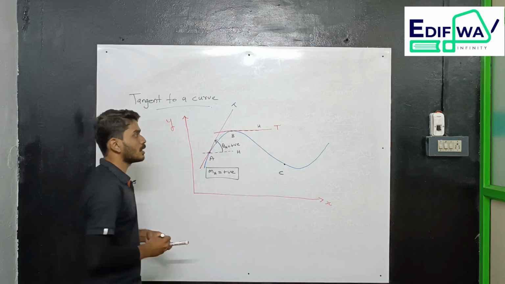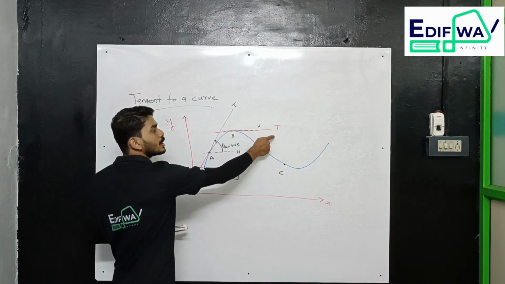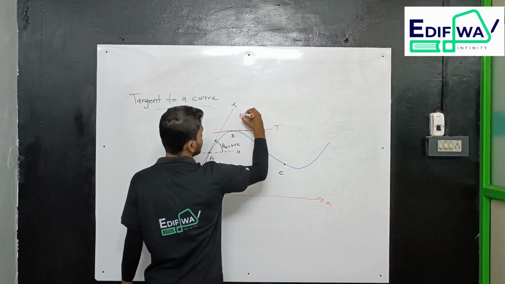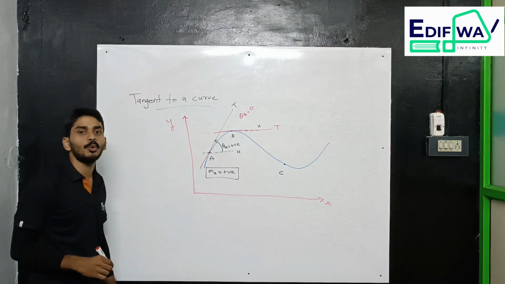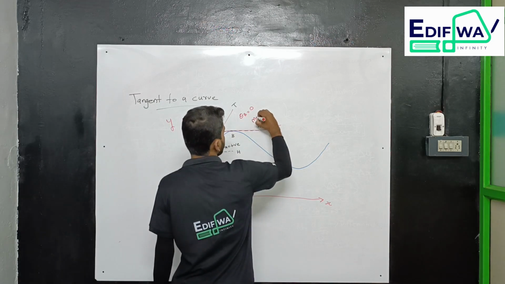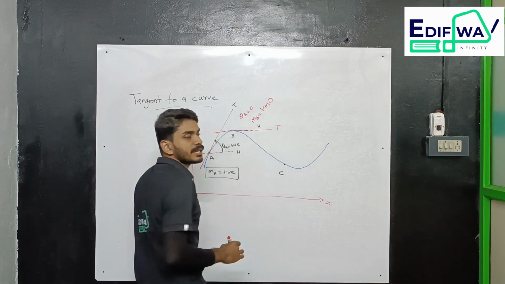This is the horizontal. There you can clearly see the tangent and the horizontal are coinciding. Hence the angle at B will be 0. Do you agree? Angle at B is 0. Now, what about the slope at B? The slope at B will be tan 0, because the angle is 0.